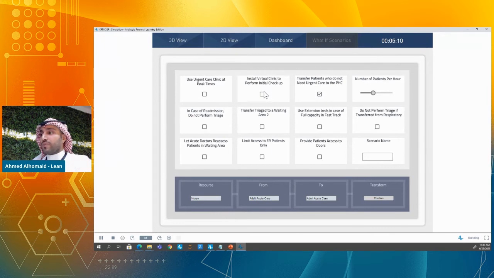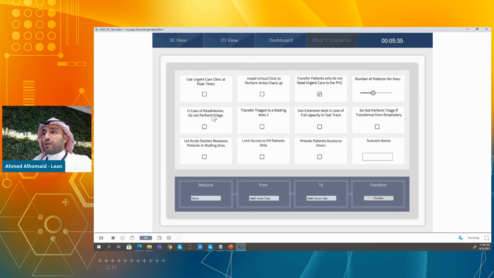Another scenario is installing virtual clinics to perform the initial checkup, where the patients themselves can take their vital signs, to help the nurses better manage their time serving other patients.